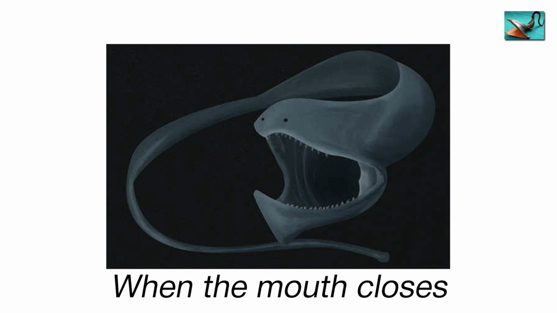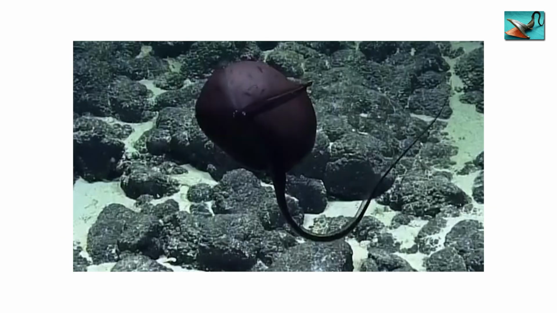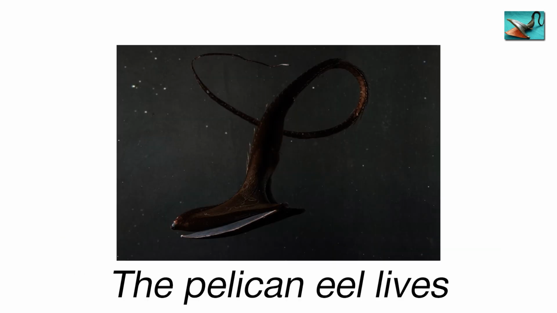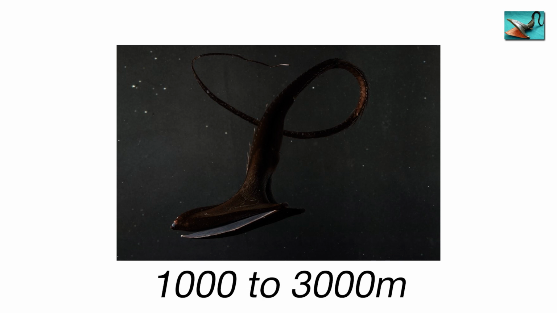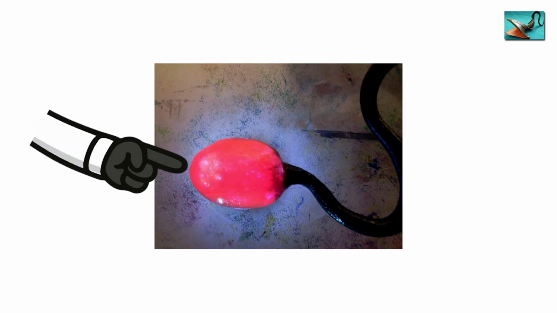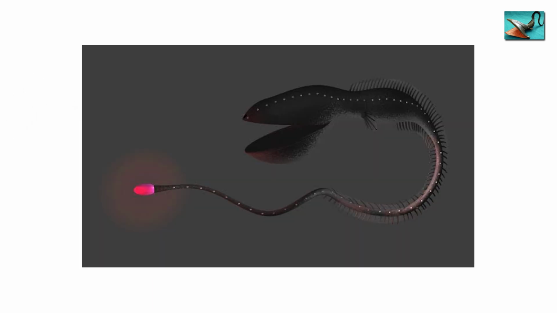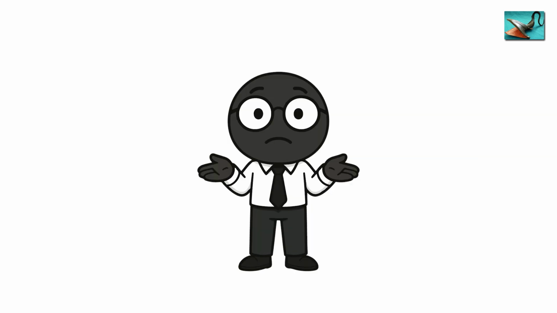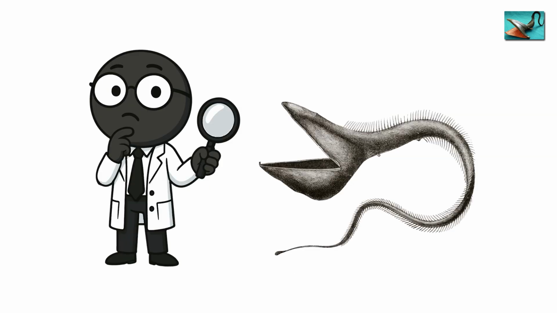When the mouth closes, it shrinks down like a folded umbrella, leaving behind a body thinner than a wire. The pelican eel lives at depths of 1,000 to 3,000 meters, where light doesn't exist. Its tail glows pink, tipped with a bioluminescent lure that flashes to attract prey, or maybe to confuse predators. Its jaw is so flexible that scientists still aren't sure how it swallows without imploding.